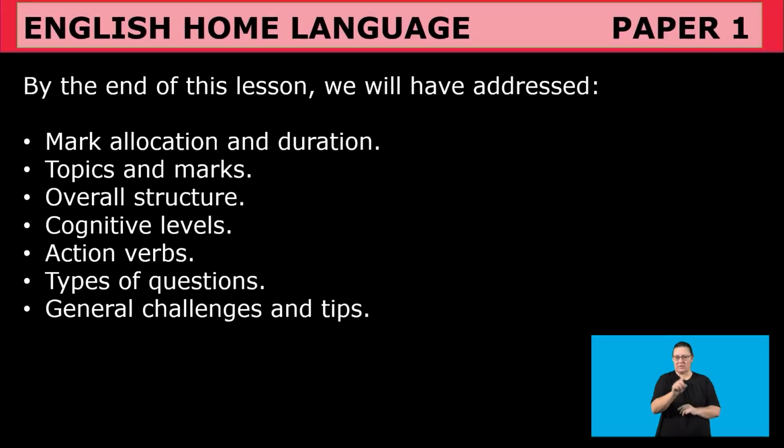By the end of the lesson, we will have achieved the following. We will look at the mark allocation and the duration of the paper. We will unpack the topics and the marks. We will look at the overall structure of the paper, as well as the cognitive levels, the difficulty of the questions. We will also revise our action verbs and look at types of questions that you can expect within the paper. And lastly, we will look at general challenges and tips.